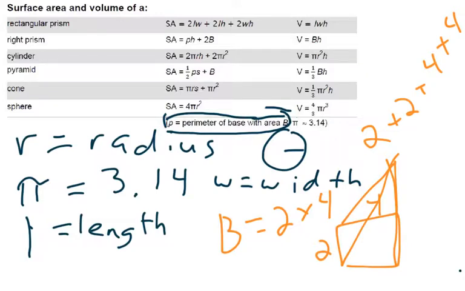S is simply the slant. In my very, very bad drawing of a pyramid, the slant is this part. It is the side that slants inward on the pyramid. Sorry I can't draw pyramids very well, but hopefully you get the picture with that.